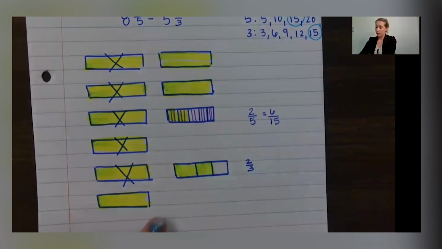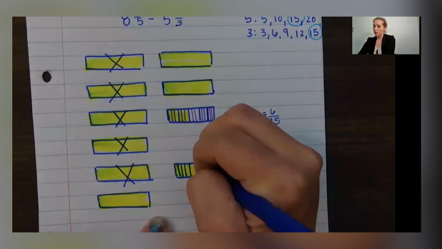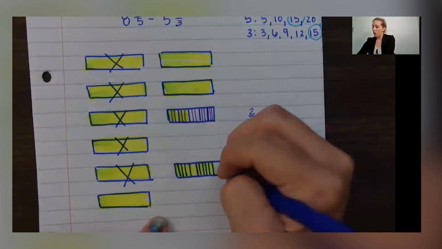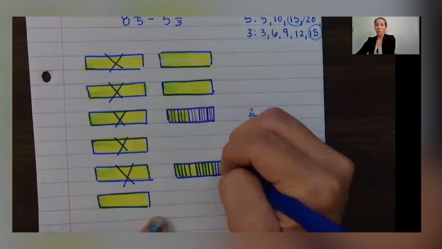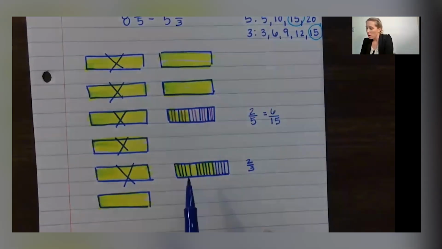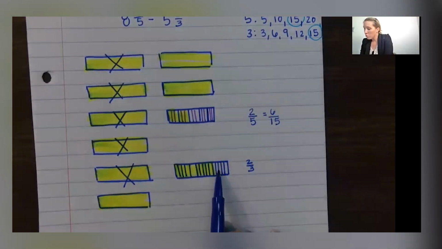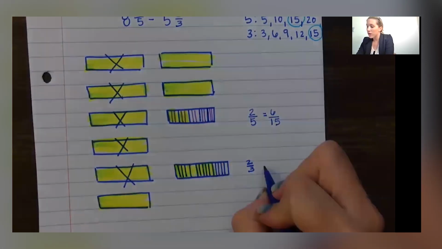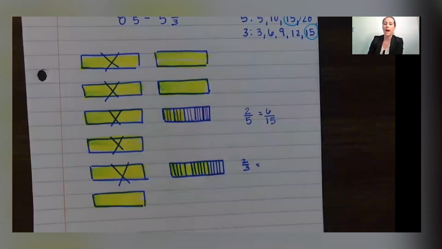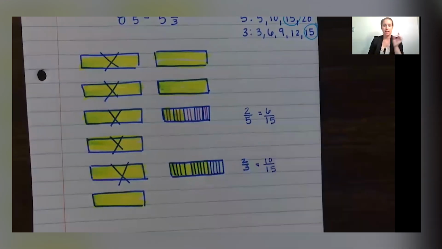5. Let's do it. 1, 2, 3, 4, 5. And remember, it's really good to check yourself. So let's look. 1, 2, 3, 4, 5, 6, 7, 8, 9, 10, 11, 12, 13, 14, 15. Very good. So we could say 2/3 is equivalent to how many 15ths? Excellent work. That's right. 10 15ths.